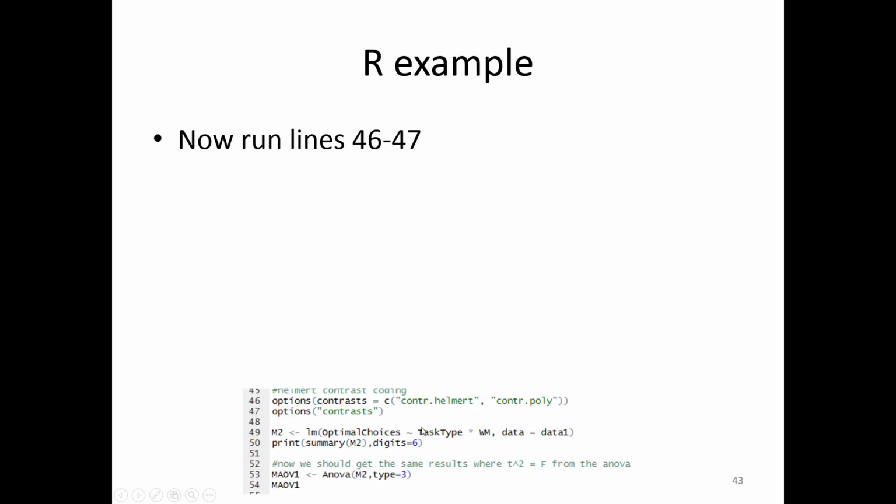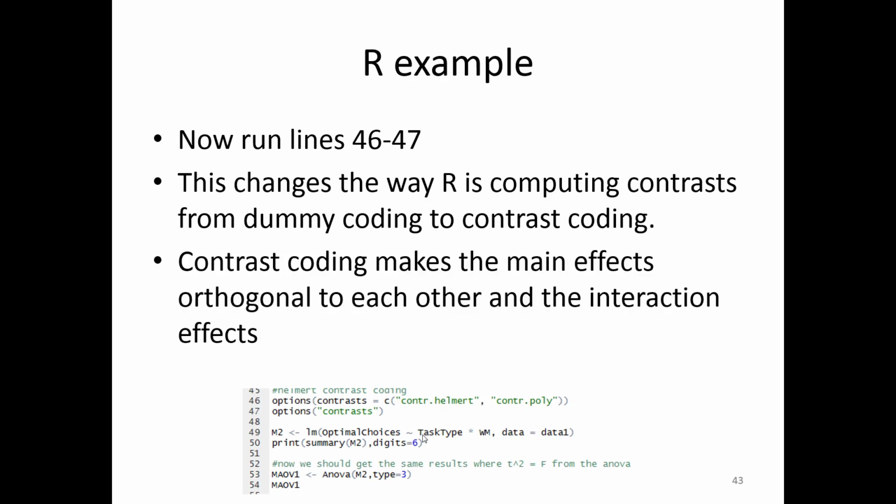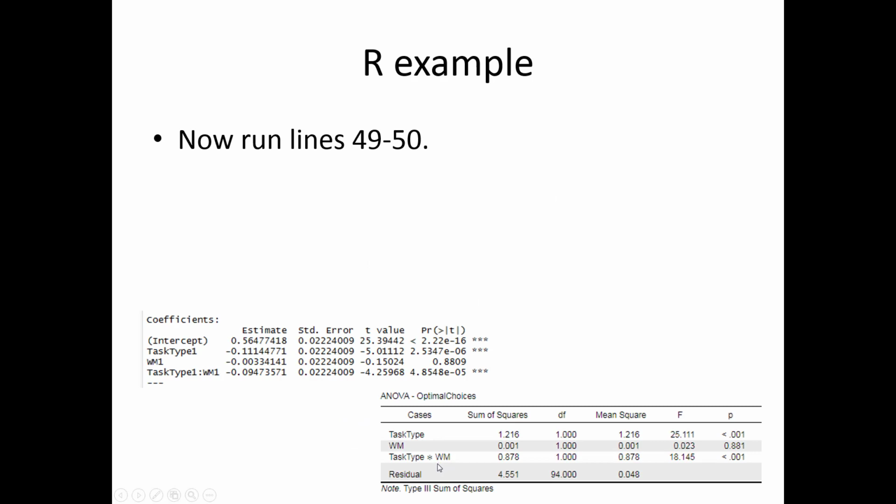Okay, so now let's run lines 46 through 47. So this changes the way R is computing contrast from dummy coding to Helmert contrast coding. So contrast coding makes the main effects orthogonal to each other and orthogonal to the interaction effects. Okay, so orthogonal means that they're not correlated together. They're testing each effect individually. So this is a way of coding the data so that the interaction effect doesn't affect the lower order main effects.